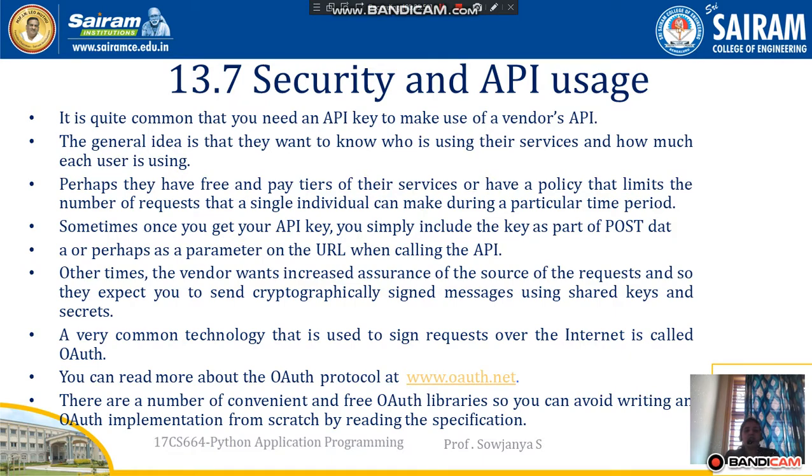In general, the idea is that they want to know who is using their services and how much each user is using. Perhaps they have free and paid tiers of their services and have policy limits on the number of requests a single individual can make during a particular period of time. Sometimes when you get an API key, you simply include the key as part of the POST data, or perhaps as a parameter on the URL when calling the application programming interface.